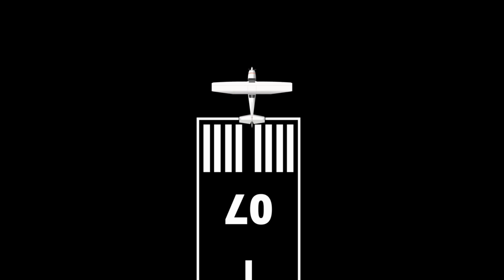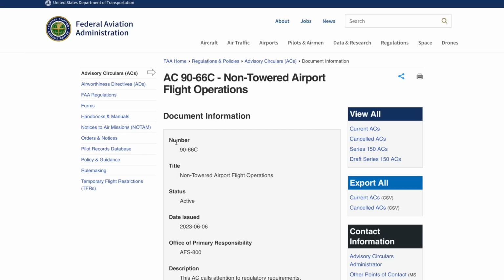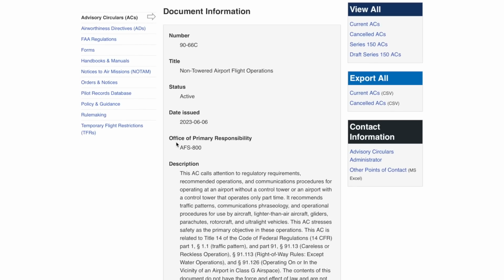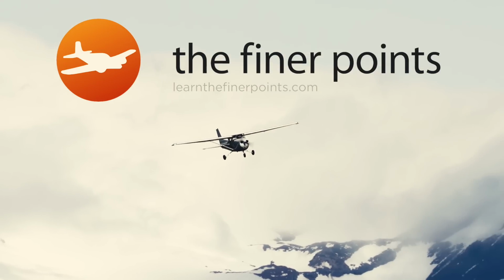Well my friends, it seems as though if you ask, you shall receive. In the last video we were discussing what we call the first leg of the traffic pattern. Is that the upwind or is that the departure leg? And we realized we needed some guidance from the FAA on this, and sure enough, June 6th of this year, literally while I was putting together the last video, that guidance came in the form of 90-66 Charlie. That's Advisory Circular AC 90-66 Charlie. Let's see what it says.